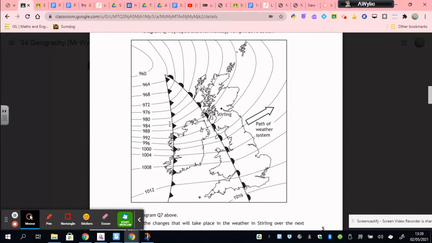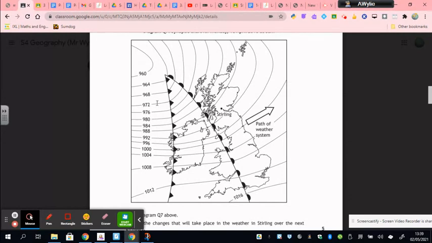Cold front also is going to bring heavy rain. So that's a significant change from the steady rain that we had with the warm front. And it's going to bring very large buildup of clouds because cold fronts have cumulonimbus clouds. So these are the very big storm clouds that you get.